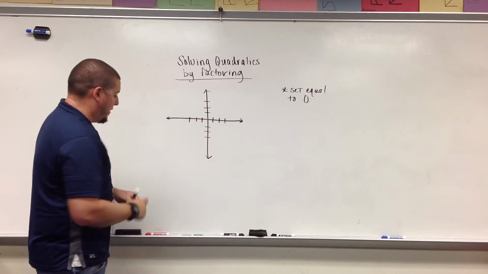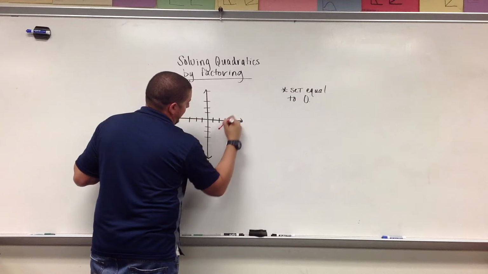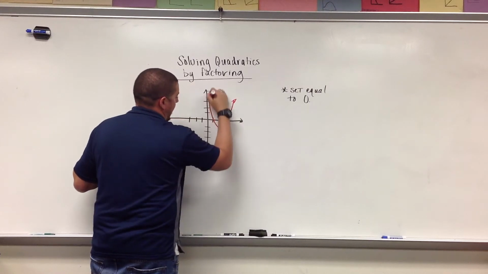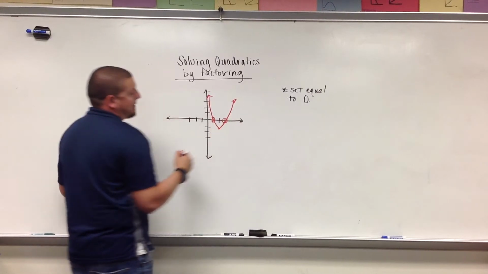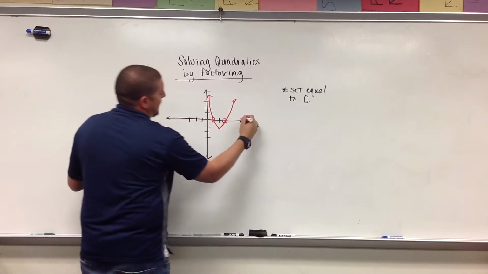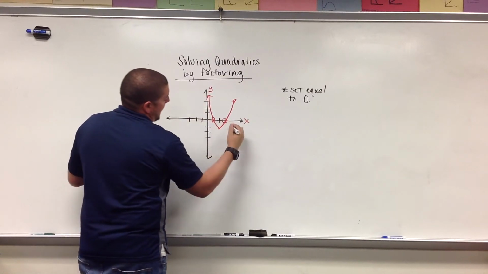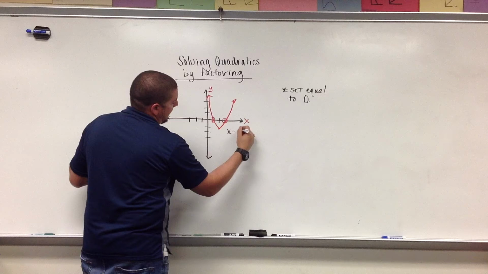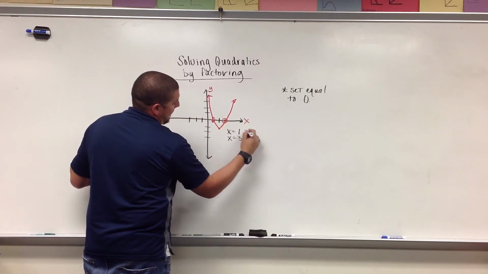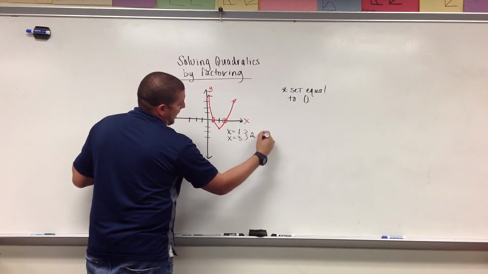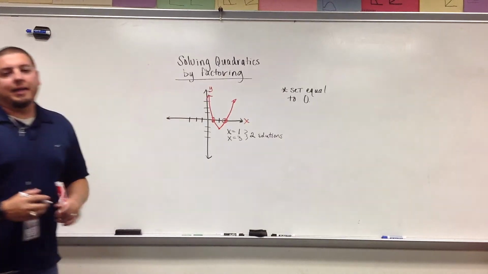And we're going to look at a couple different examples. If I had a quadratic that went through here, like so, my roots would be right here and right here. My x-intercepts are where it crosses the x-axis. Here's my x-axis, here's my y-axis. So my roots would be x equals 1 and x equals 3. So you have two solutions, or two roots, or two x-intercepts.